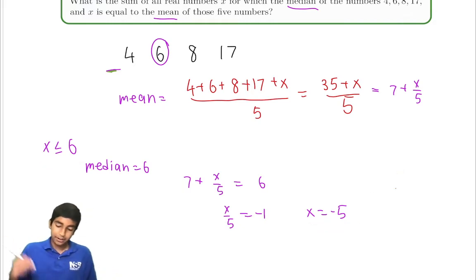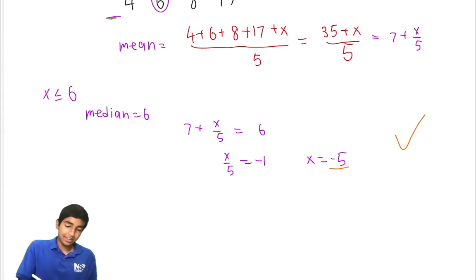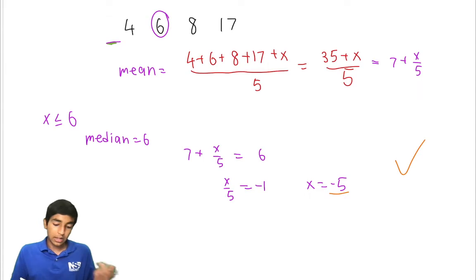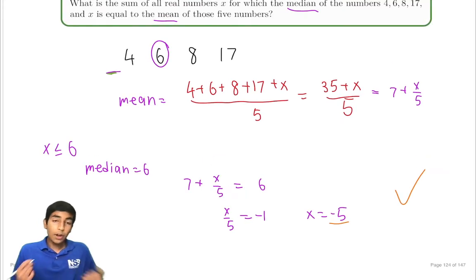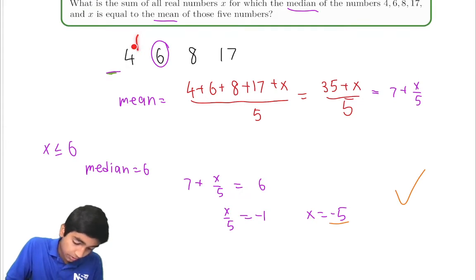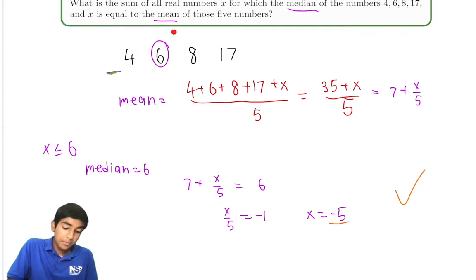Yes, so now we're good. X equals -5 is a solution. Now, but x is not always less than or equal to 6. What if x is a median? What if x is not less than 6? It's maybe more than 6, but less than 8.